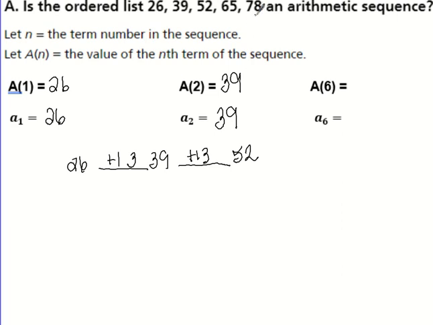So since this is my fifth term, right, 1, 2, 3, 4, 5, I'm going to take my 78 and add that 13. So 8, 9, 10, 11, and then 7, 8, 9 because of that 11, and so a sub 6, the sixth term, is 91.